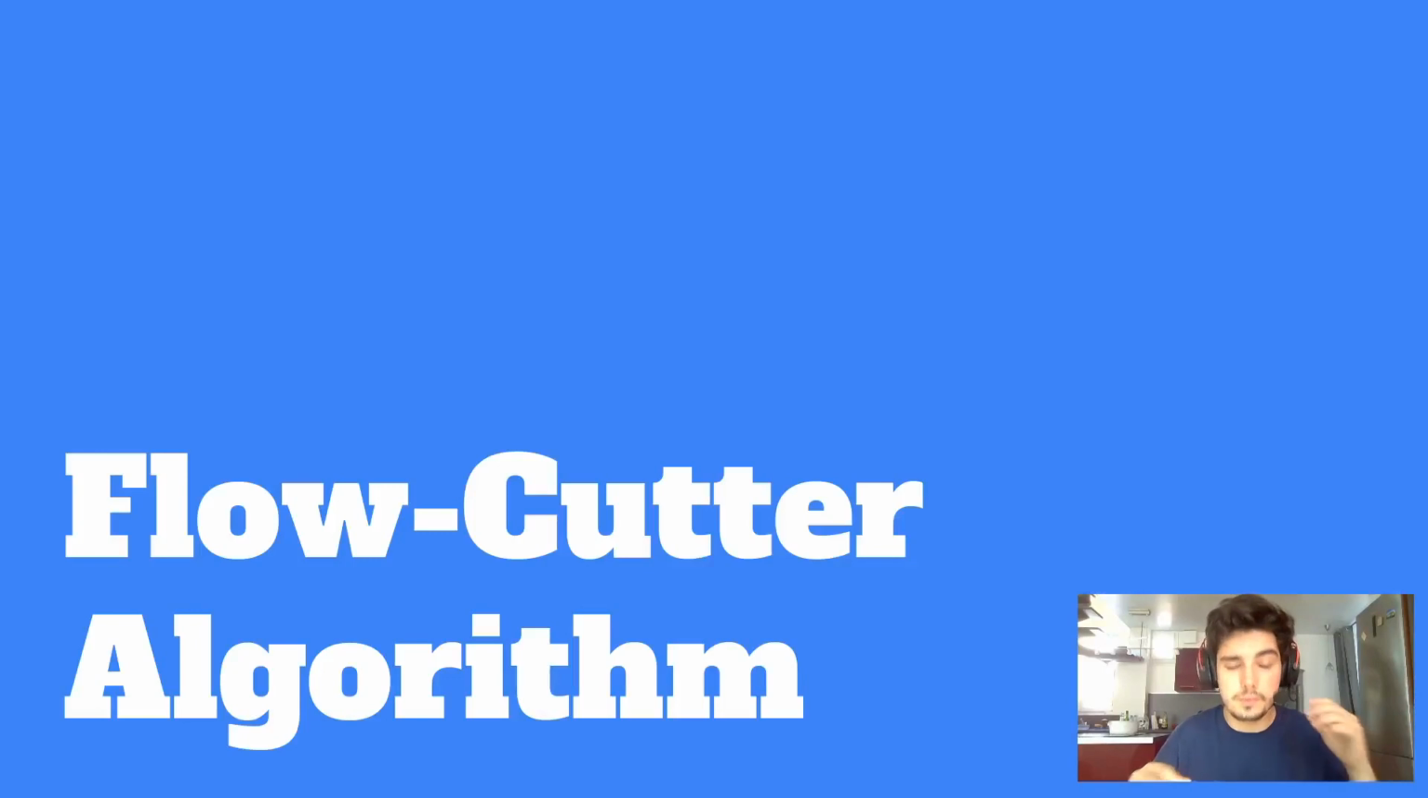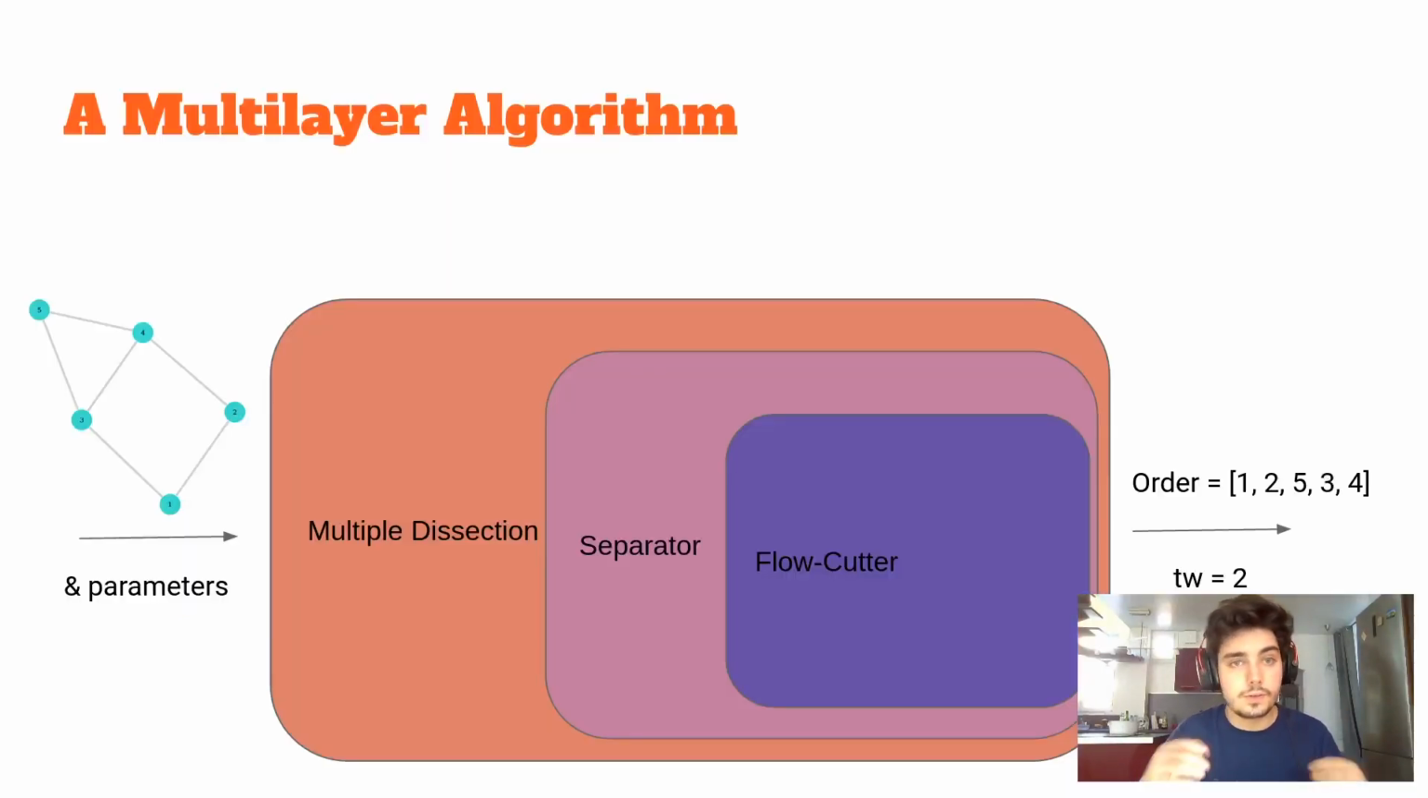Another algorithm to solve the same problem is the flow cutter algorithm. The flow cutter algorithm is simple. It takes a graph as input and returns an order and the Treewidth of the graph. It is made of 3 layers.